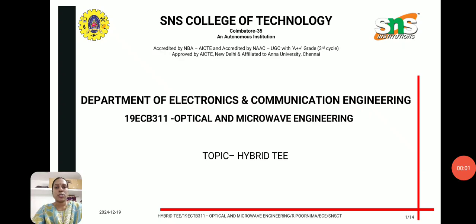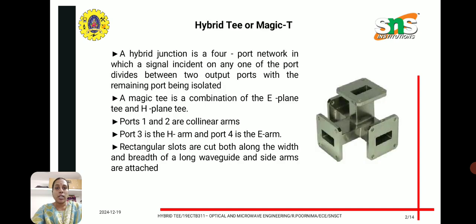Welcome to this video lecture on the subject optical and microwave engineering. In this lecture we are going to discuss the hybrid T. The hybrid T is also known as the magic T. It is a hybrid junction of a 4-port network as shown in this diagram.